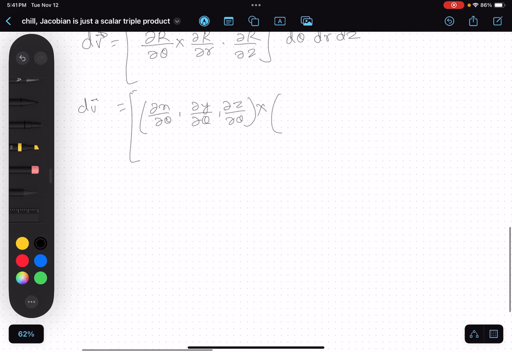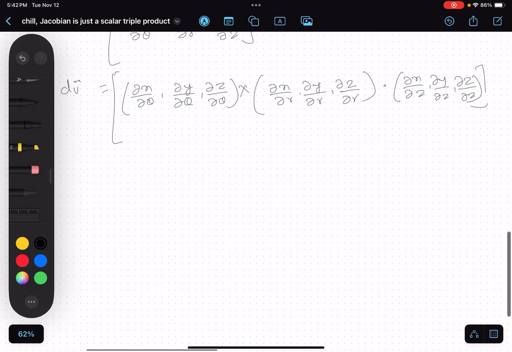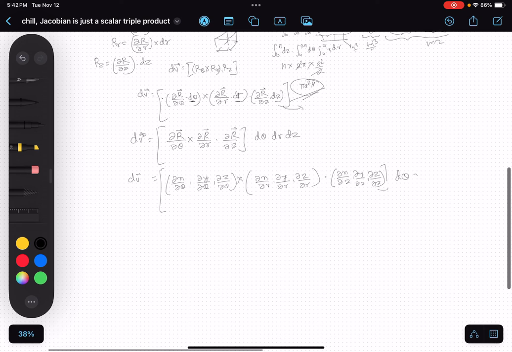Now again, partial r is just partial x by partial r, partial y by partial r, partial z by partial r, dotted with partial x by partial z, partial y by partial z, partial z by partial z. Now also don't forget a d theta dr dz.